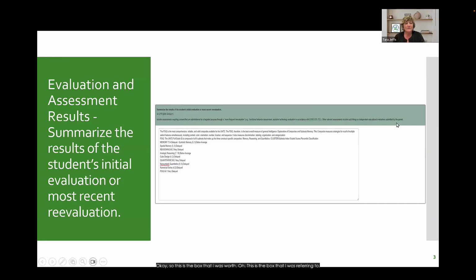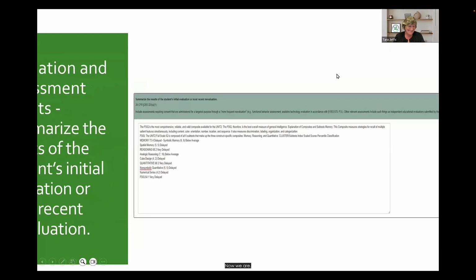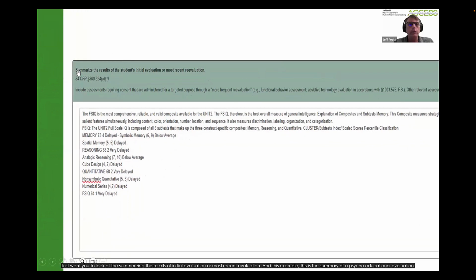That's correct. Okay. So this is the box that I was referring to. Just want you to look at this, the summarizing the results of initial evaluation or most recent evaluation. In this example, this is the summary of a psychoeducational evaluation. For our students that are on access points, we need the FSIQ score.